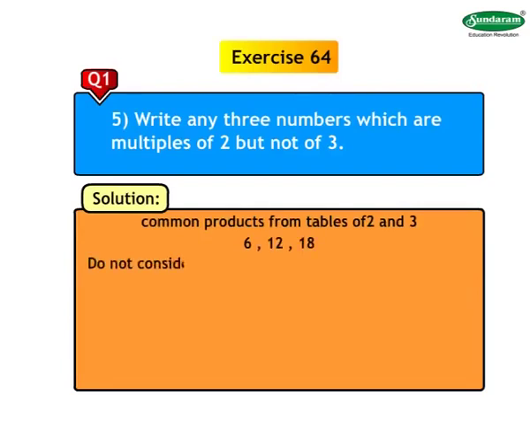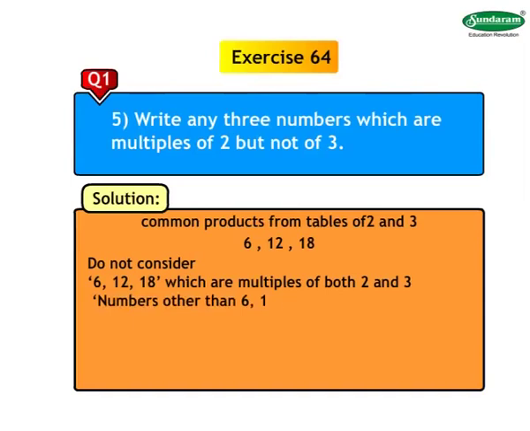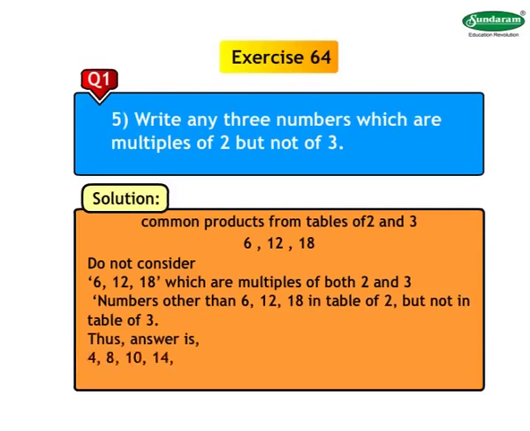Thus, do not consider these three numbers 6, 12, 18, which are multiples of 2 and 3 both. So now, the numbers other than 6, 12 and 18 which occur in table of 2 but not in table of 3 are the required numbers. Thus, answer is 4, 8, 10, 14, 16 and 20, etc. are the numbers which are multiples of 2 but not of 3.